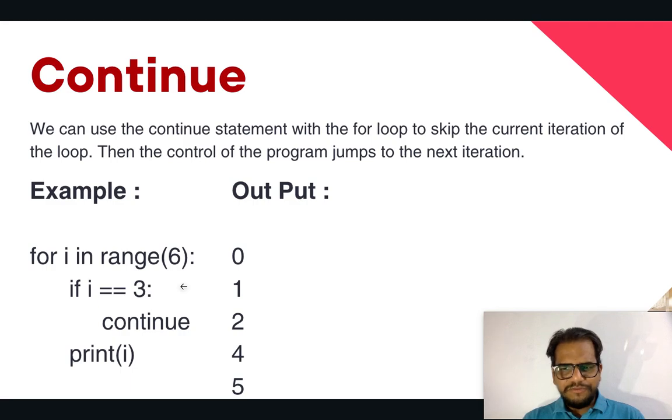Only if the condition is satisfied will continue run, and that continue skips that iteration. The value we mention, 3, is skipped: it isn't printed or executed anywhere. After that the program continues to run. Break does termination, continue does skip. This is the main difference between the two.